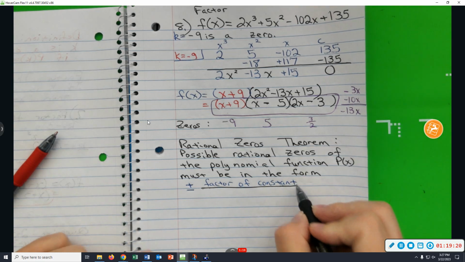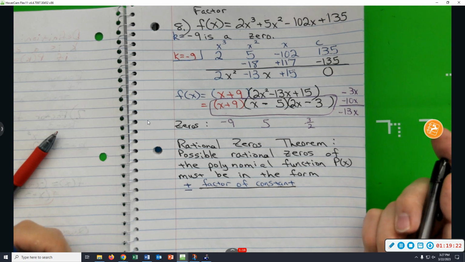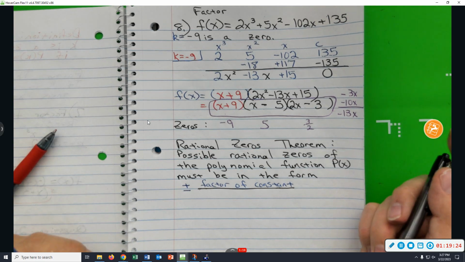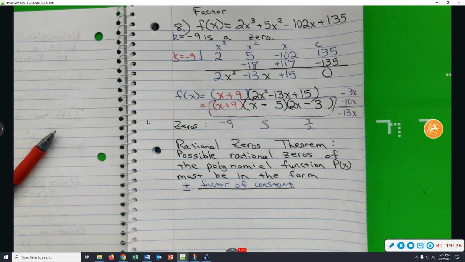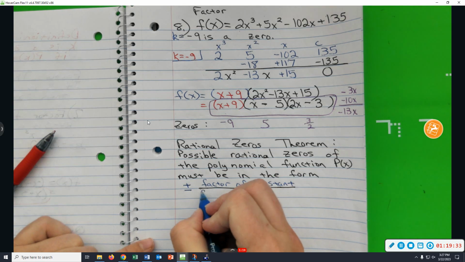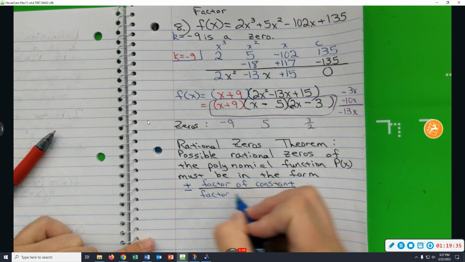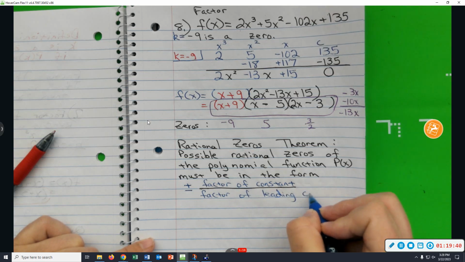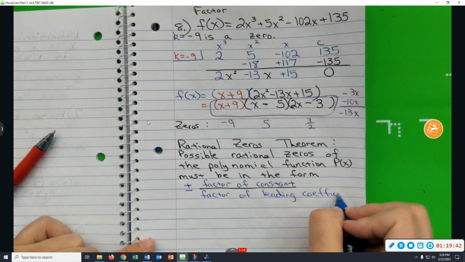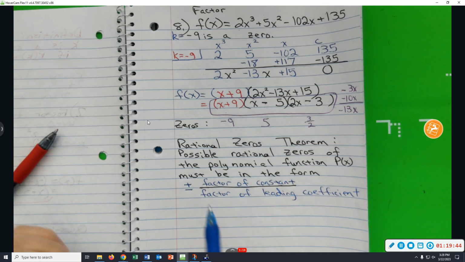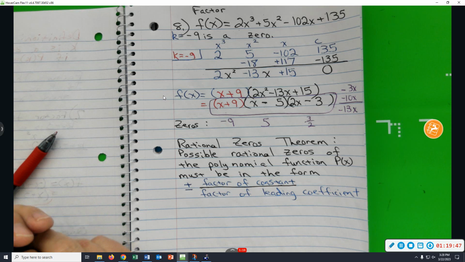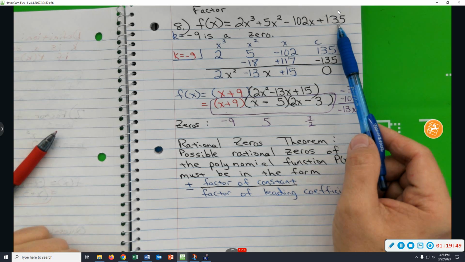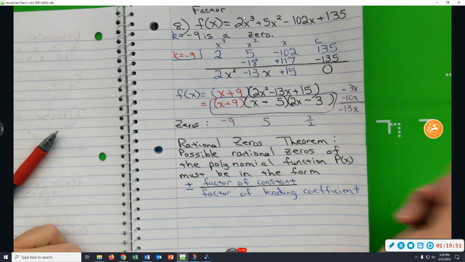Now, don't be panicking. You've made it through the hard part of this. This isn't bad at all. For it to be a possible rational zero, the denominator must be a factor of the leading coefficient. Constant term is the last number. The leading coefficient is the first number. Like on number 8, 135 is the constant. The leading coefficient is 2.